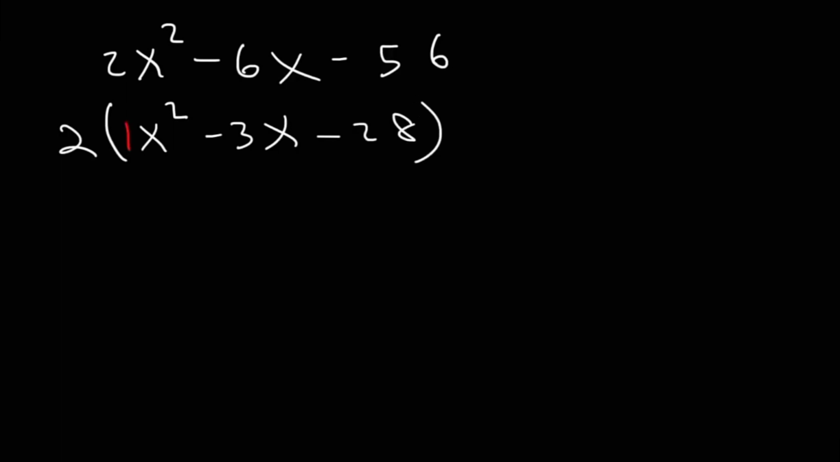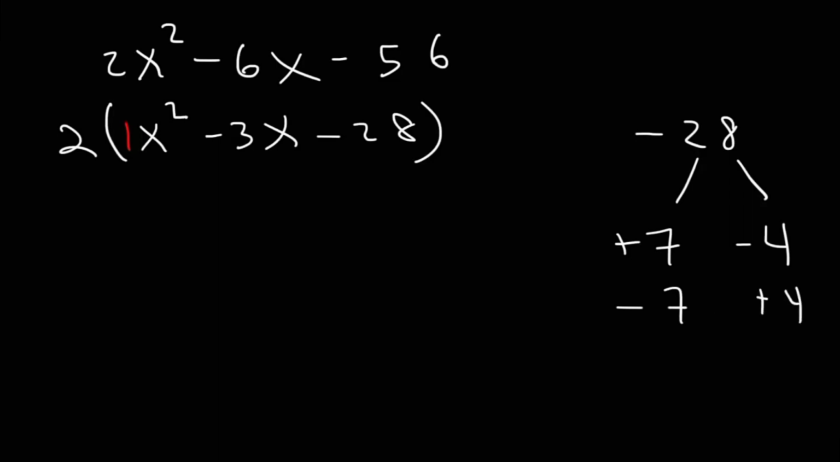So we now have a trinomial with a leading coefficient of 1. So now let's find two numbers that multiply to negative 28 but add to the middle coefficient of negative 3. Well, we know 7 times 4 is 28. If we try positive 7 and negative 4, that adds up to positive 3. But negative 7 and positive 4 adds up to negative 3. So the answer is going to be 2 times x minus 7 times x plus 4.